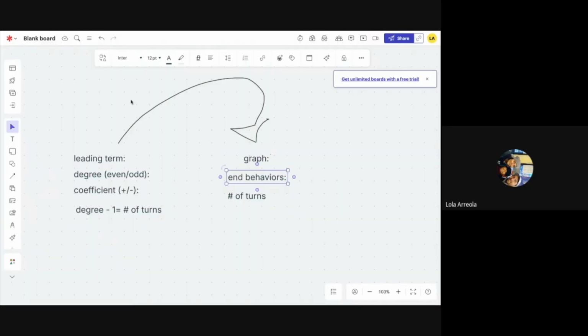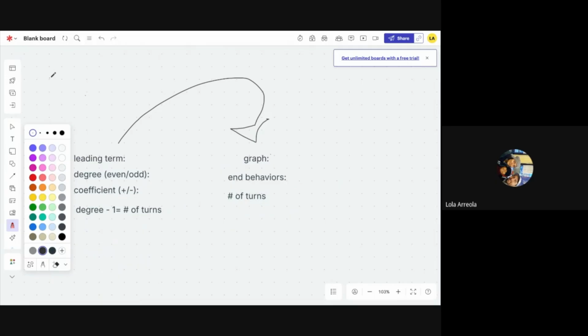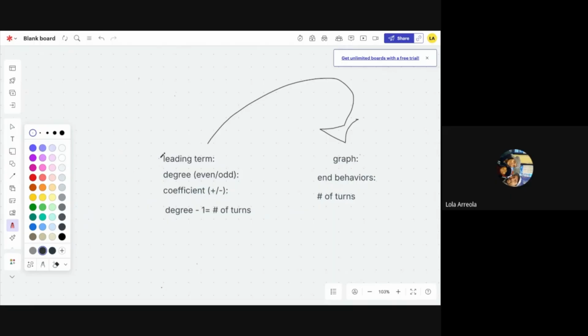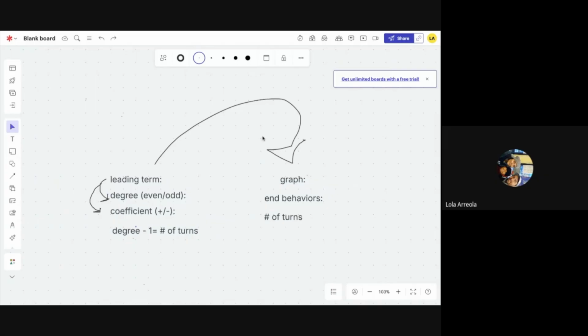I don't know if you've noticed the trend, but with those last practice problems, we've started with the leading term, okay? And the main thing that we extracted from the leading term is the degree and the coefficient, which told us the end behaviors, and we were able to conclude the number of turns. How? By taking the degree and subtracting it by 1. Okay, so we got a rough idea as to what the graph looked like.